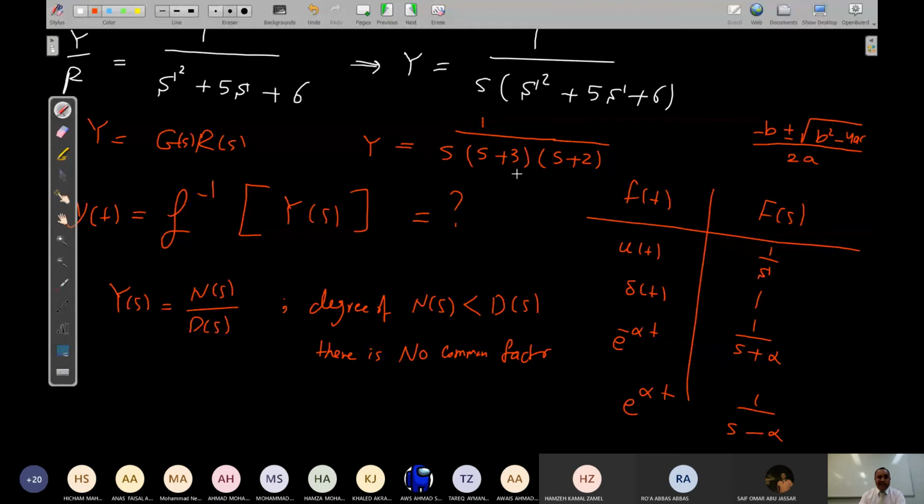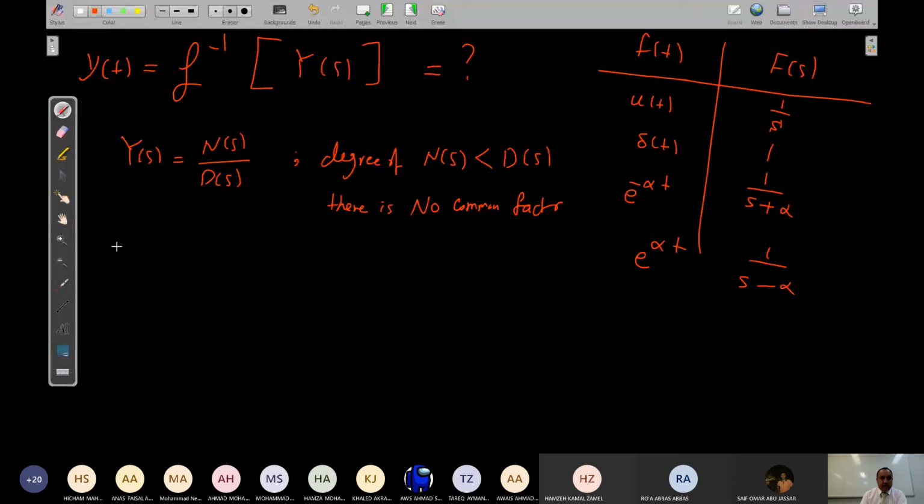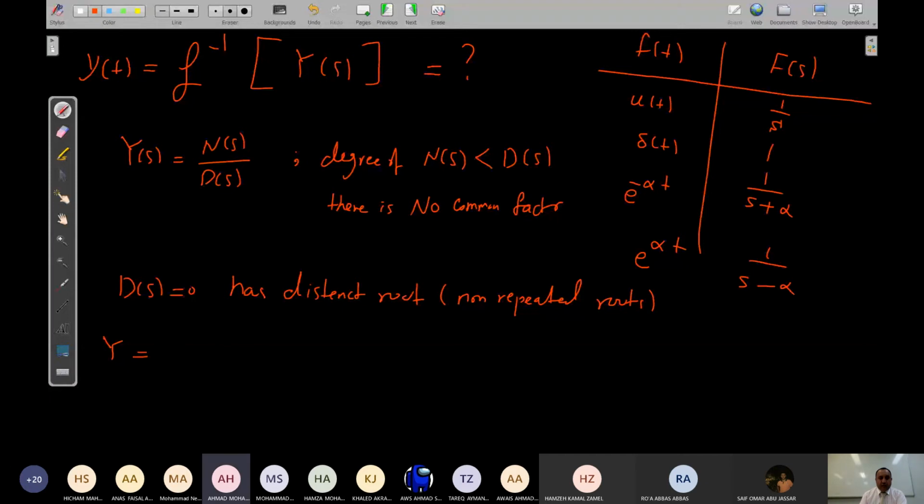The roots of D of s are distinct, correct? So in this case, D of s equal to 0 has distinct roots, which means non-repeated roots. So how many roots am I having? 3 roots. Yeah, 3 roots.